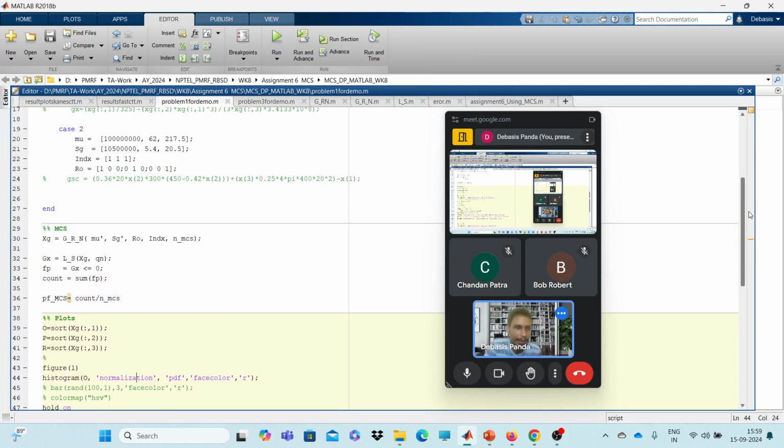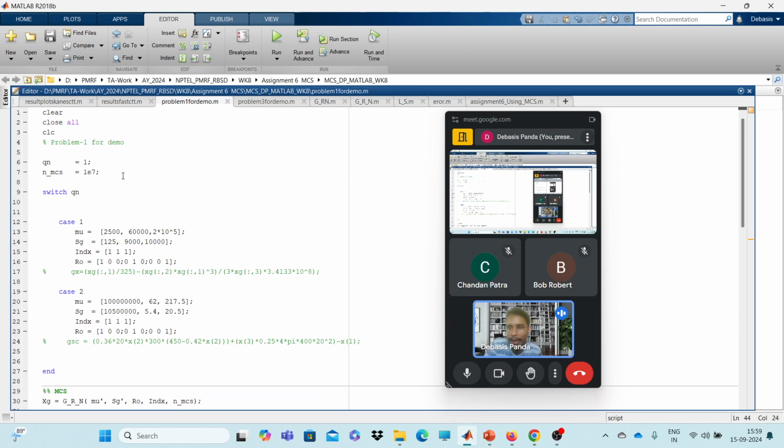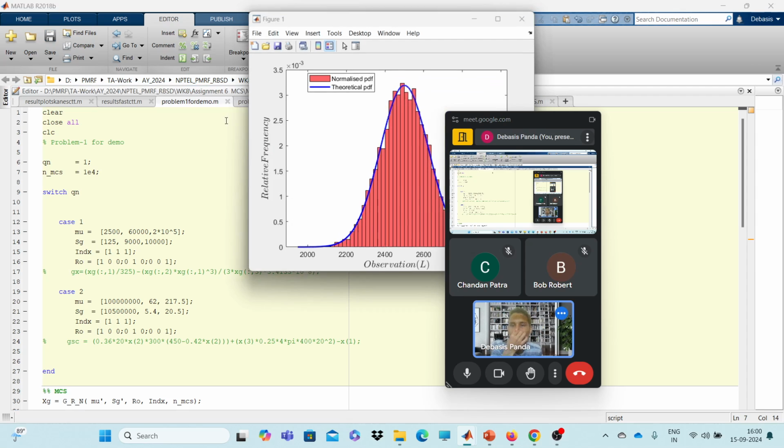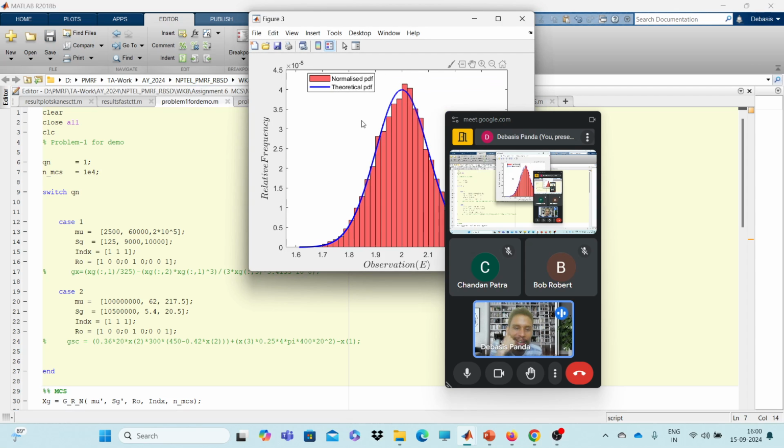So let's say, Bob, how many times do you want to simulate this? I am simulating 10 to the power 7. Now tell me a number. Let's say 10 to the power 1, a very simple number. Let's say 10 to the power 4. We are going for 10 to the power 4. Now how much is the probability of failure? Now look at the PDFs.